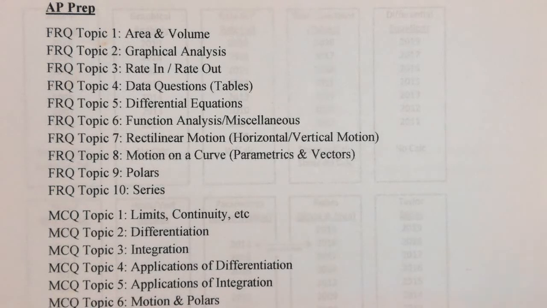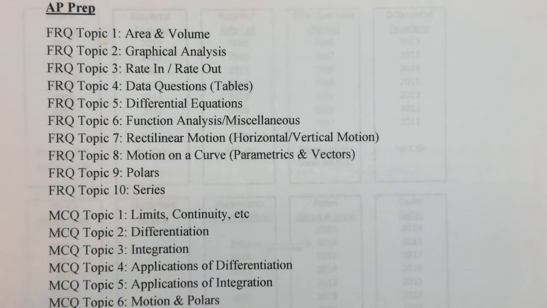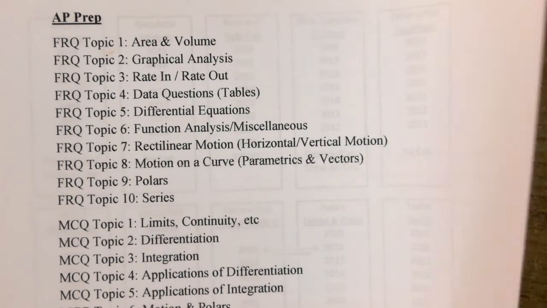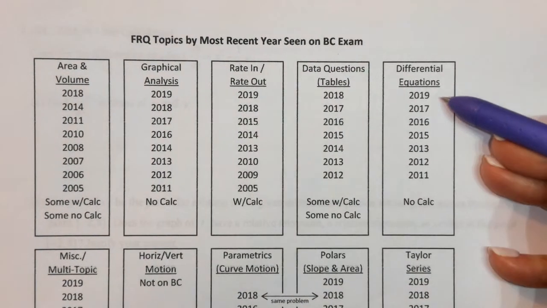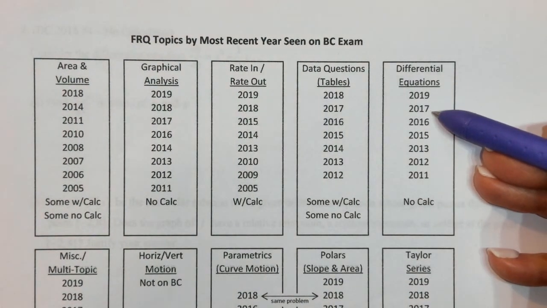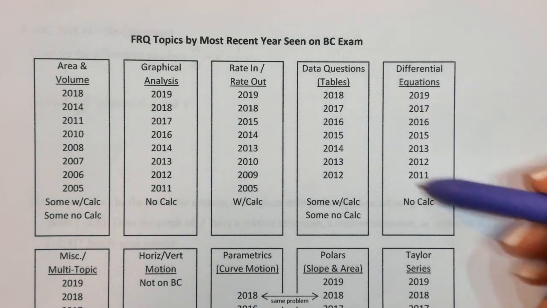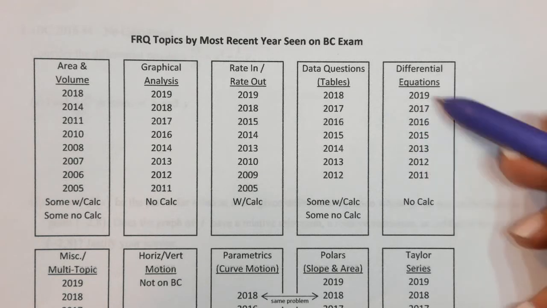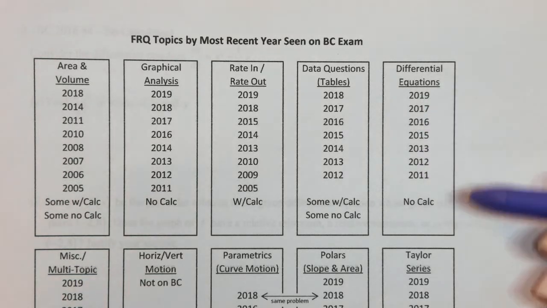We are on FRQ topic number 5, differential equations. After this one, we'll be halfway done with our review of the FRQ types of questions. Looking at our most recent AP exams and where we saw this, we saw it in 2019, 17, 16, 15, 13, 12. So they've missed a couple of years. Who knows, but there you go.